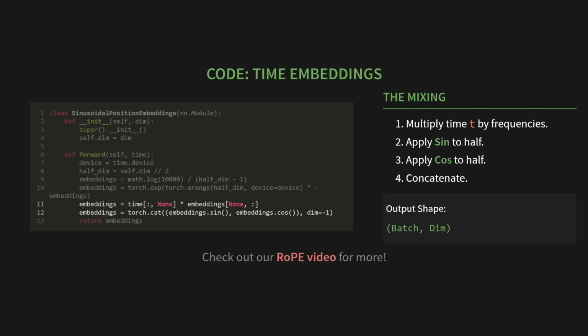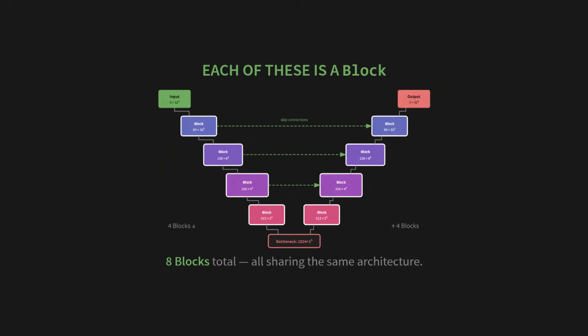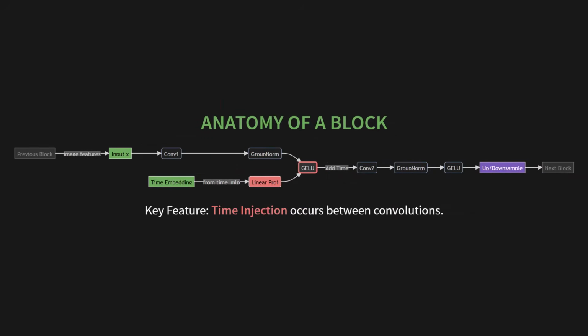Okay, part B, the block. This is the true workhorse of the UNet. When you look at this diagram of our UNet, every single one of these boxes is a block. The input goes into a block, which downsamples it, then another block, all the way down. Then we hit the bottleneck and come all the way back up through more blocks. We have 4 blocks going down and 4 blocks coming up. That's 8 blocks in total, all sharing the same fundamental architecture. So let's dissect one. Here's the anatomy of a single block.